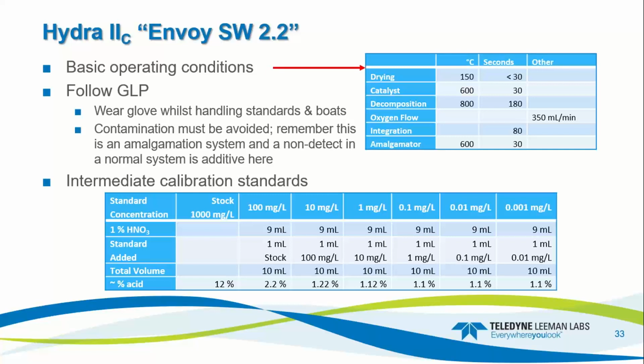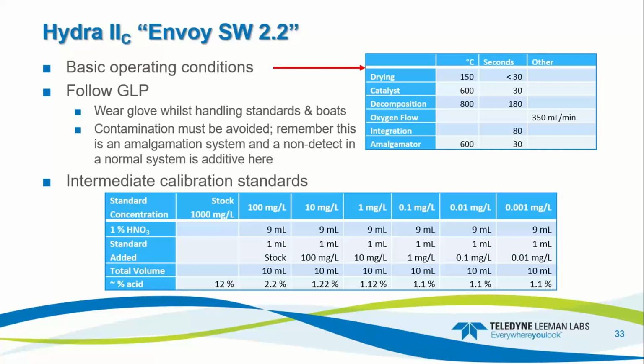One thing you got to remember about a system like this is you got to follow the strictest good lab practice, GLP. So wear gloves when handling the standards in the boats. Contamination must be avoided at all costs. You must remember that this is an amalgamation system. So a non-detect in a normal continuous flow system, you wouldn't see it, but here it's all additive. So it loads up onto the gold trap. So small amounts of contamination would be measured and give you a small bias for that sample. So you have to try to avoid that. So I always pre-clean boats and so forth to make sure that's minimized.